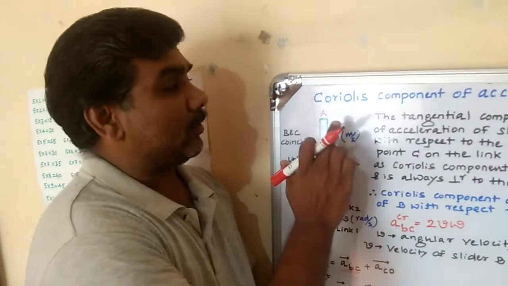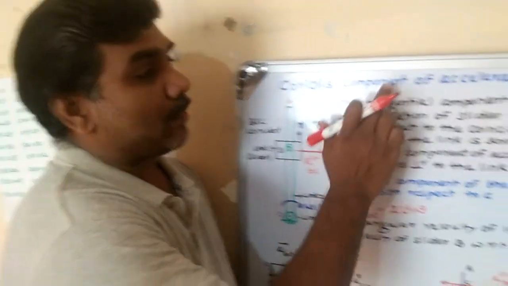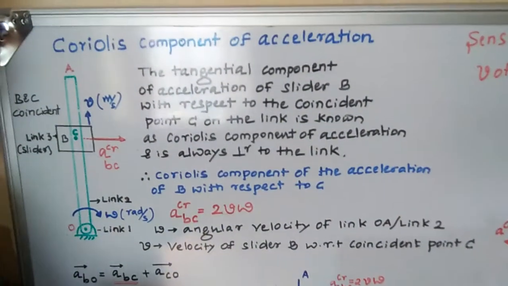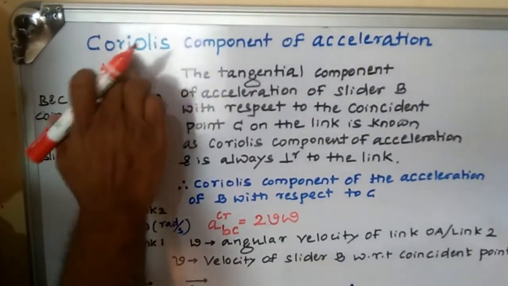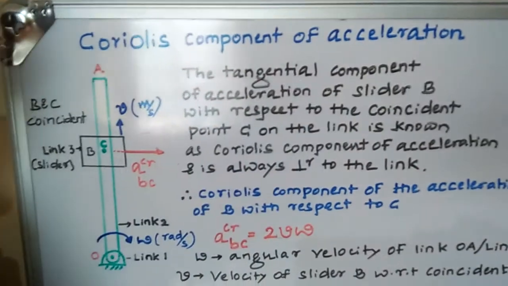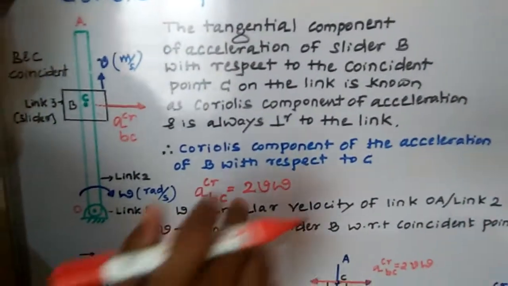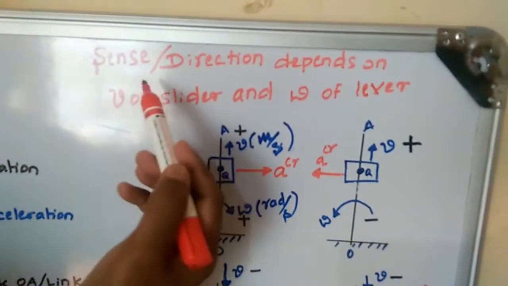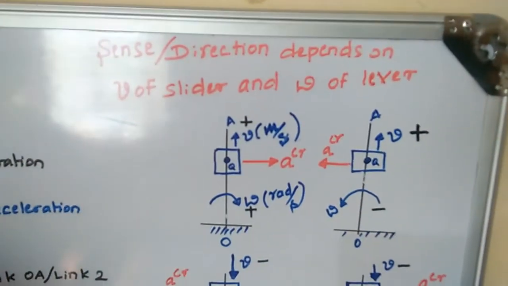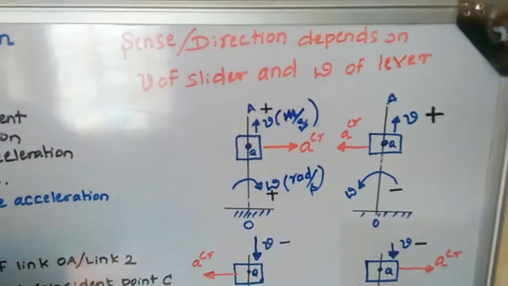Today I will go to the new topic, the Coriolis component of the acceleration. In the previous video I derived the equation for the Coriolis component of the acceleration. Today I will explain the sense and direction of the Coriolis component.